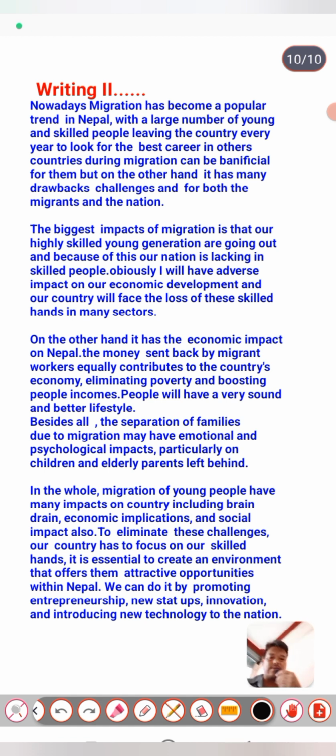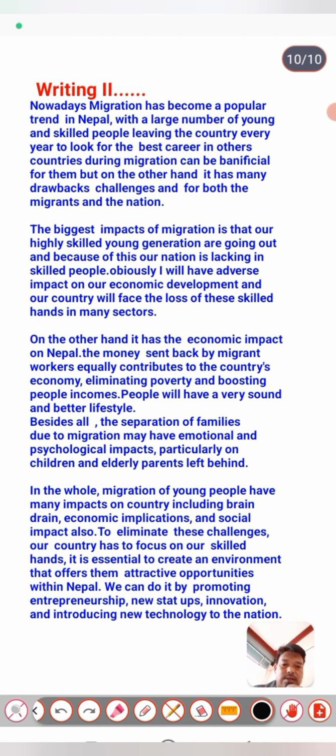But on the other side, students, we can also see drawbacks like separation of families due to migration, which may have an emotional and psychological impact, particularly on the children and parents left behind. And on the whole, we can say, students, migration of young people has many impacts on the country, including brain drain, economic implications and social impact also.